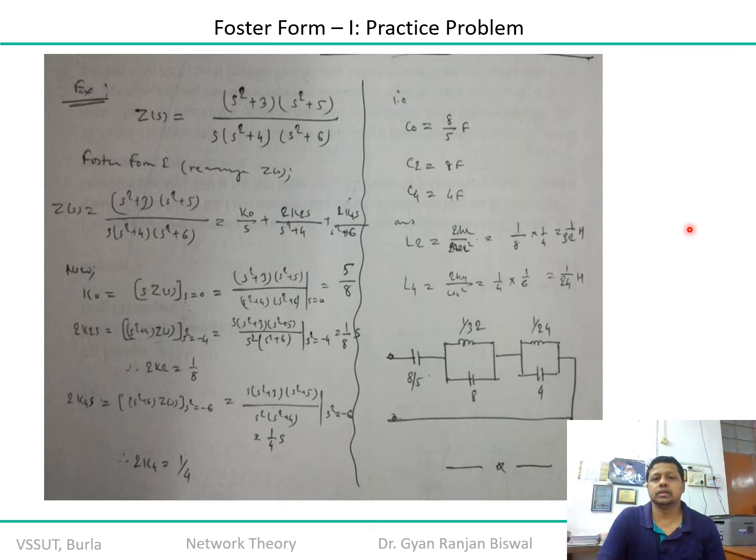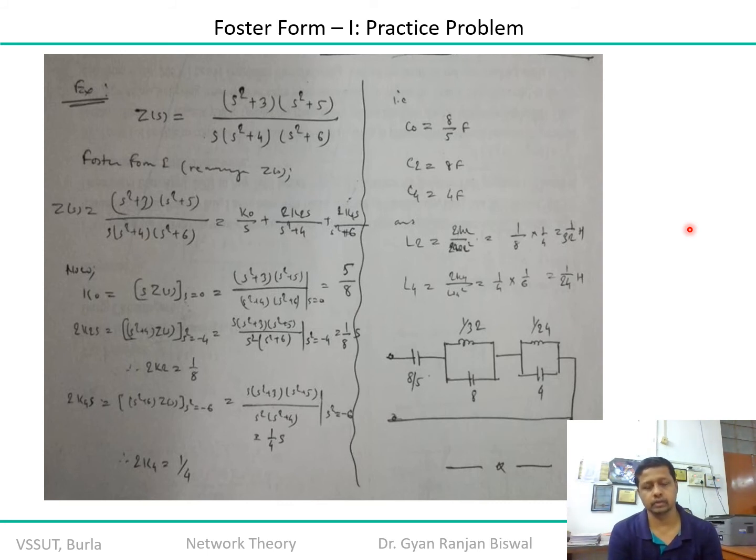If you see the first value, C naught, I would assume it is 8 by 5 farad because k naught is equal to 5 by 8. So C naught must be 1 by k naught, so it is 8 by 5 farad. You connect this in cascade with the combination of 2k2 s by s square plus 4. From this fraction you are getting the combination of L2 and C2. The value of L2 you are getting is 1 by 32 Henry and C2 you are getting is 8 farad.